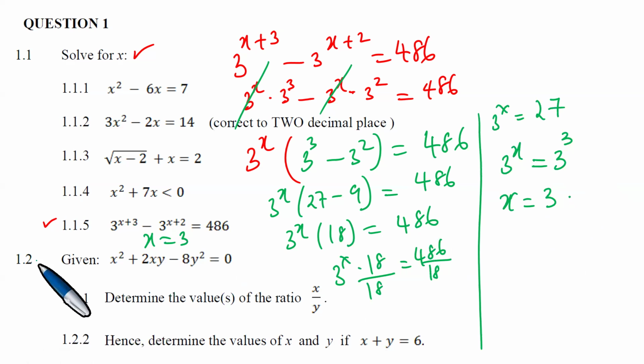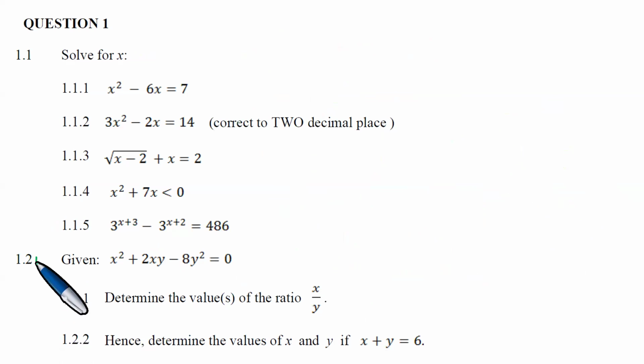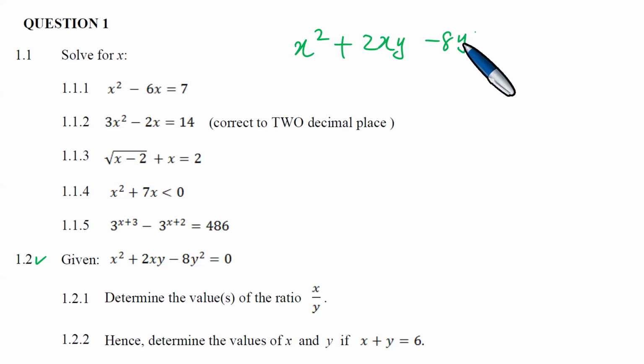Right, the next thing is we're going to do 1.2 right now, given the following expression. Let us look at 1.2. Given these, determine the values of x over y. So we've been given x squared plus 2xy minus 8y squared. The result is 0.